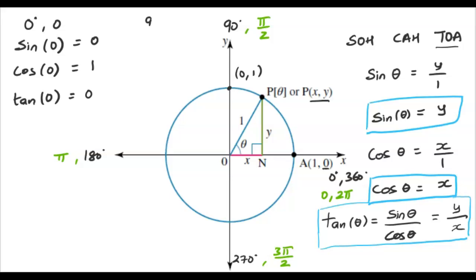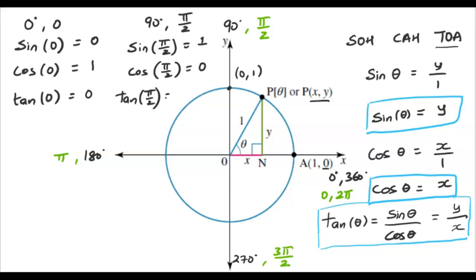Similarly, if I take the 90 degree angle, or pi over 2, I can see that sine 90 is equal to the y coordinate, which in this case is equal to 1. Cos 90 is the x coordinate, so that's equal to 0. Now tan 90 is going to be equal to 1 divided by 0, and any number divided by 0 is undefined.